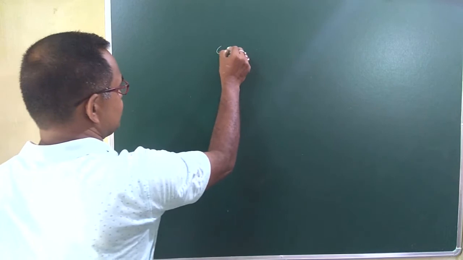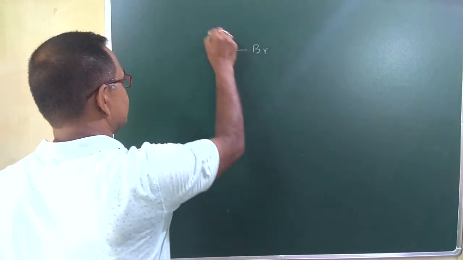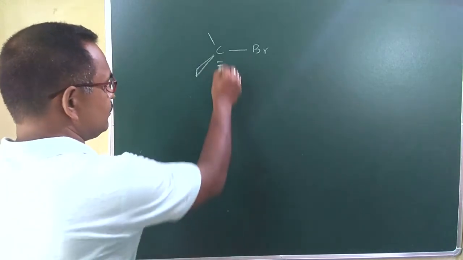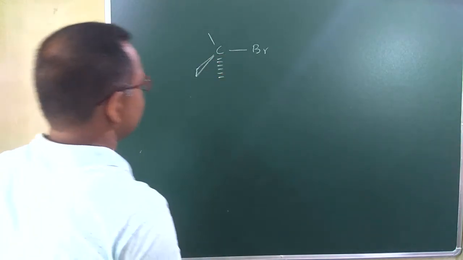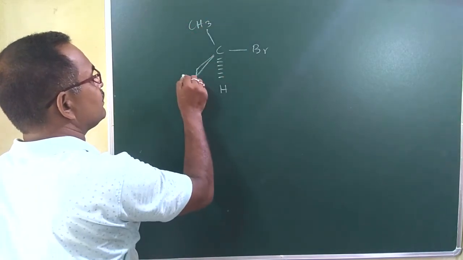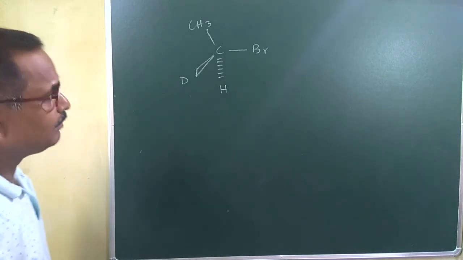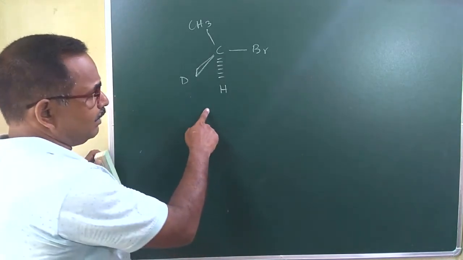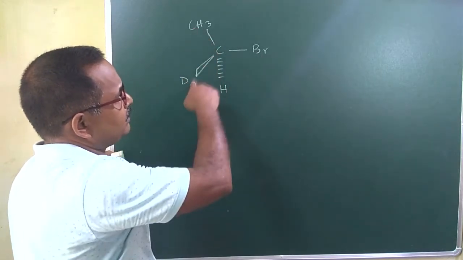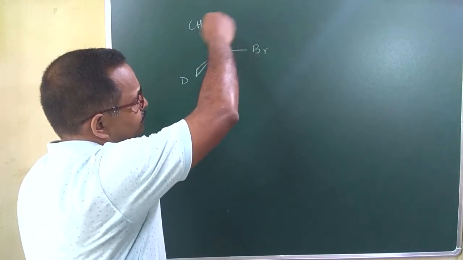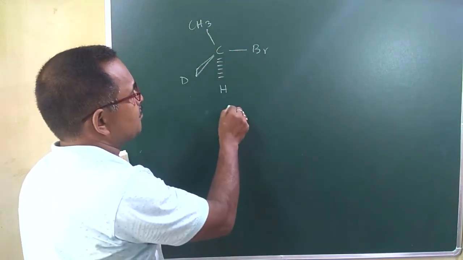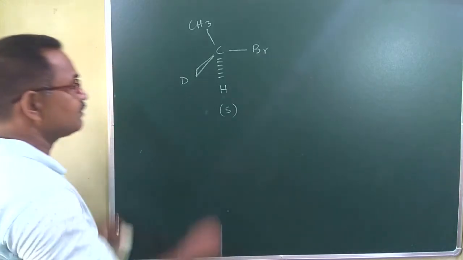We will consider this substrate. Say CBr. In SN2, we should consider a primary substrate. Suppose there is a methyl group here. This is hydrogen. This is suppose deuterium. Now examine the configuration. Priority 1, priority 2, priority 3. This is anti-clockwise rotation. Lowest priority is this one. So this compound is S.